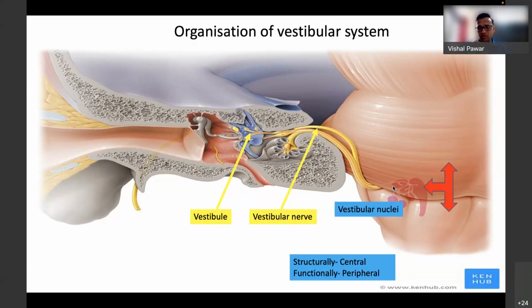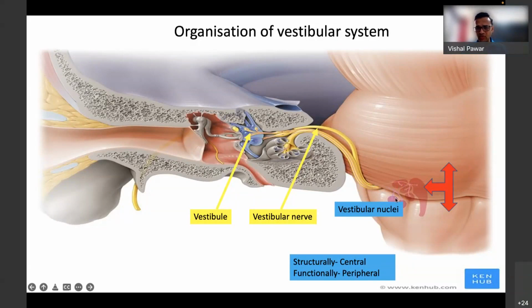That's why, although the vestibular nuclei are located in the central nervous system, functionally, if there are lesions, of course there is some modification of the signals in various nuclei in the vestibular nucleus complex. But from the root entry zone till the vestibular nuclei, it is pure vestibular sensation. So this is a very important thing.